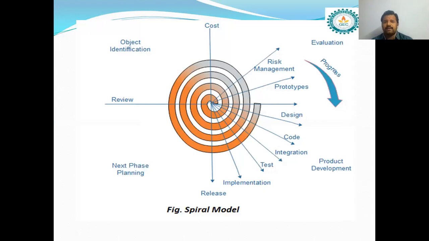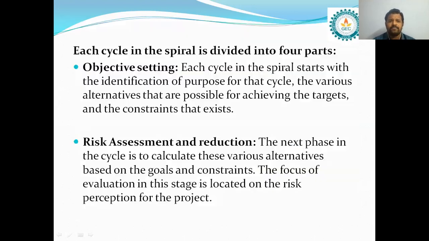So this is the diagram for the spiral model. As per this diagram, the spiral model is mainly classified into four parts: objective setting, risk assessment and reduction, development and validation, and planning. The spiral model can be divided into these four parts. We will discuss all four parts one by one clearly.